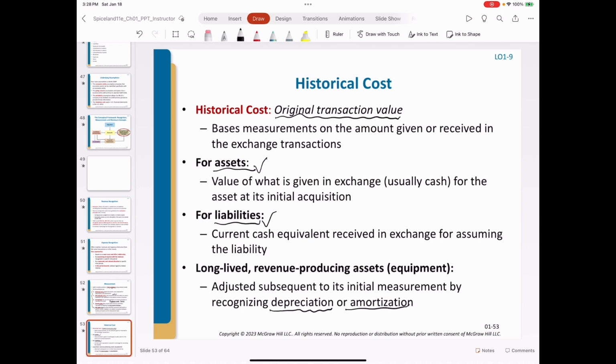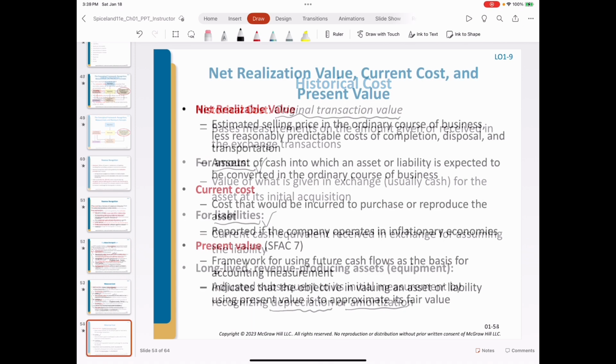The reason is very simple, because when the asset is used, it loses value, right? So we should write down the value. And also when the liability is being paid off periodically, the value of the liability should be written down because it is partially paid off. So these are adjustments to the historical costs.